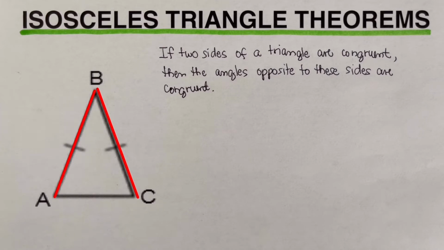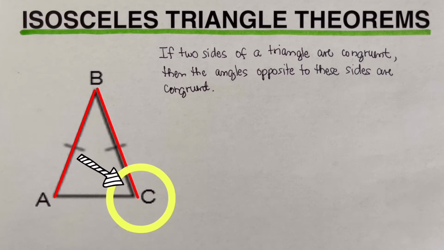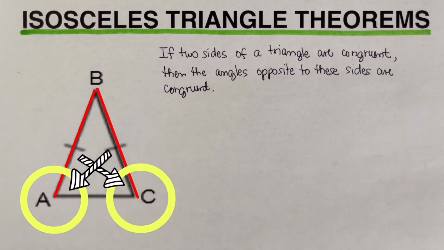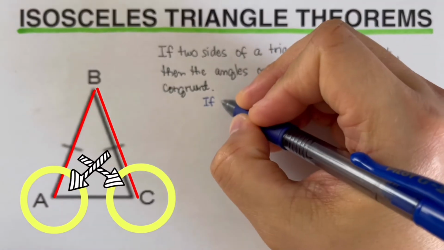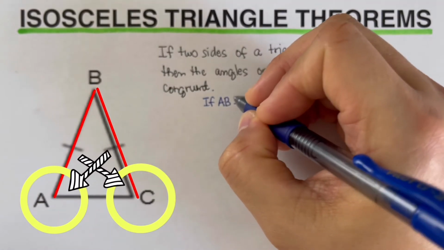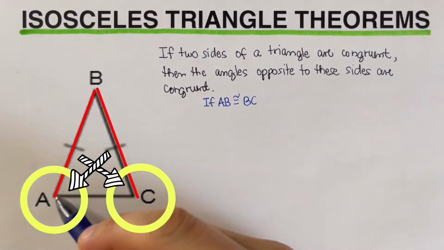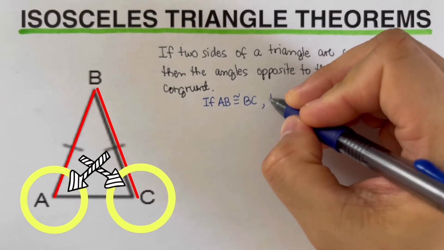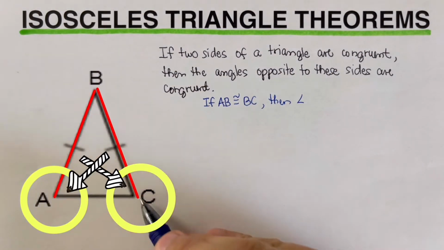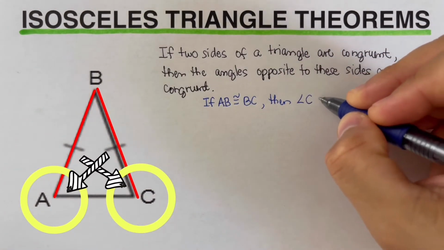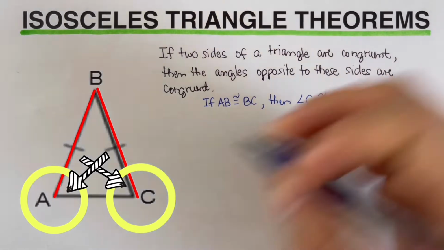We can say that the angle across from AB, which is angle C, and the angle across from BC, which is angle A, both of these angles are congruent. That means they are equal. So we can say that if AB is congruent to BC, then the angle opposite to AB, which is angle C, is congruent to angle A.